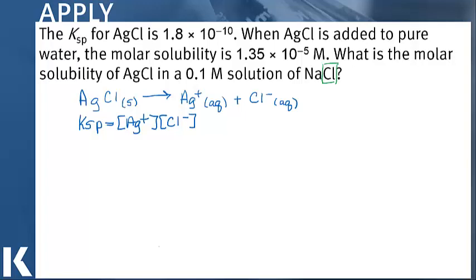So my KSP is the concentration of the silver ions times the concentration of the chlorine ions. Now, I know that the silver ions are going to be X. The chlorine ions is going to be a little bit different. The chlorine ions is going to be 0.1 molar plus X. And that's because we're told in the question that we have a 0.1 molar solution of sodium chloride. So that means that there's a concentration of 0.1 molar chlorine ions already present.